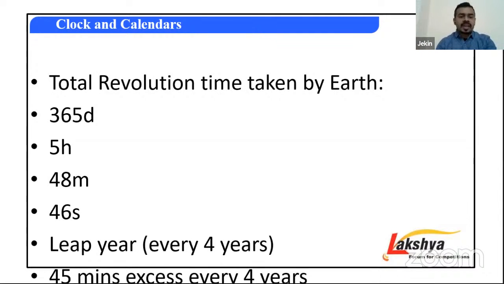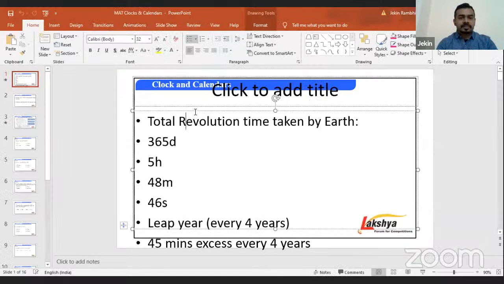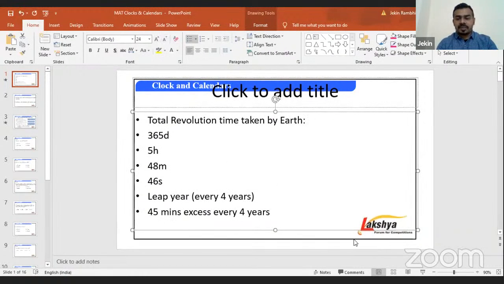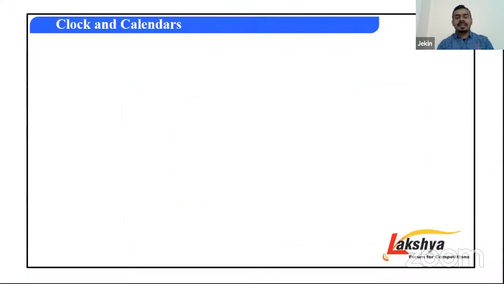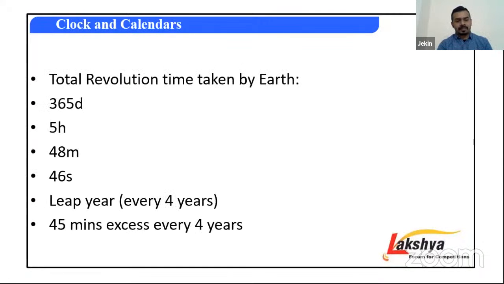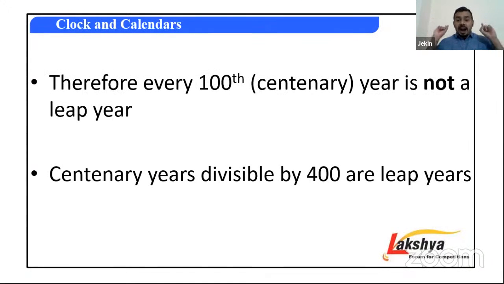How do we account for that excess? We account for that excess in the centenary years, which means every 100th year we do not consider that as a leap year. ये extra हो गया ना, उतना हम लोग ने सारा leap year में consider किया था.